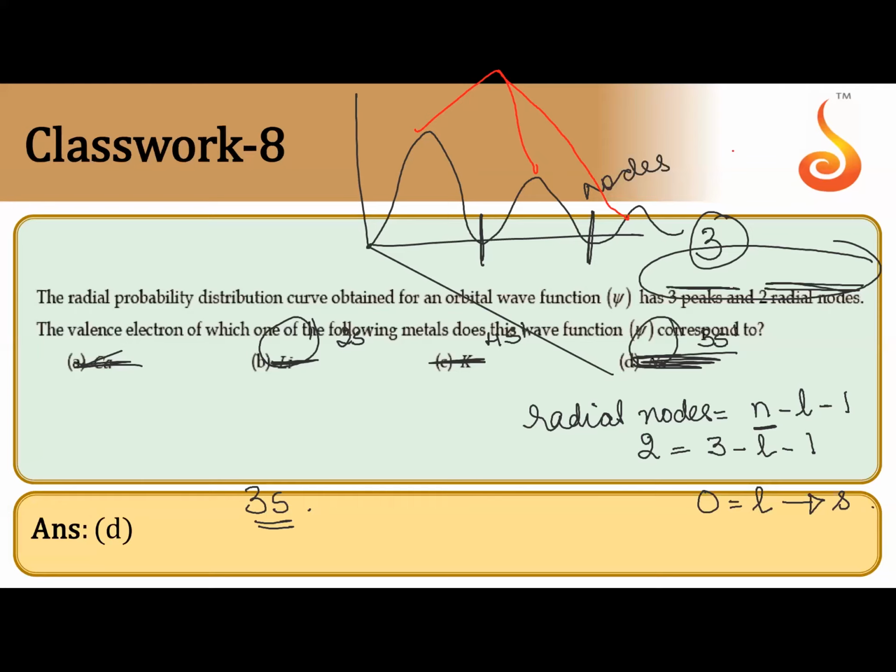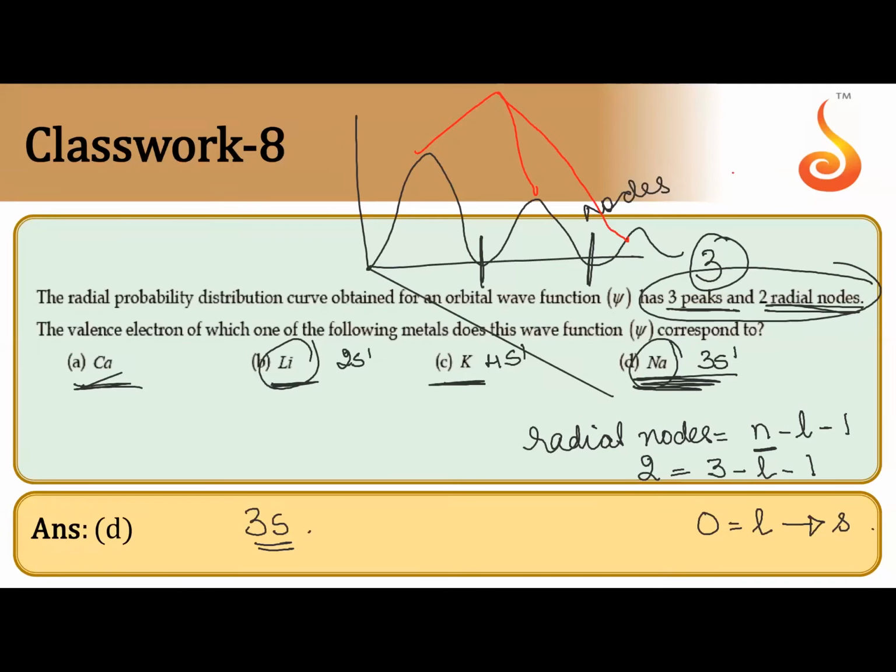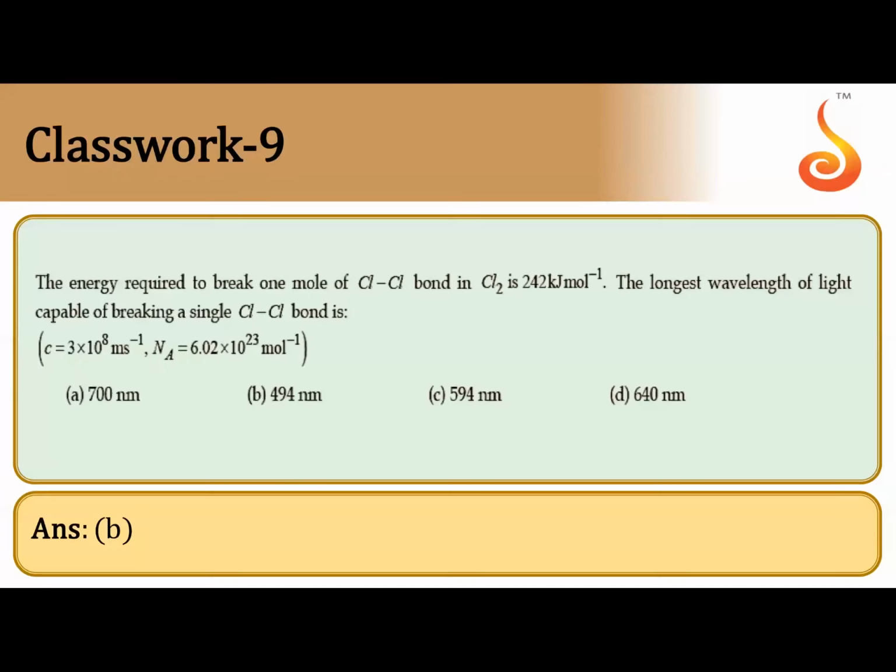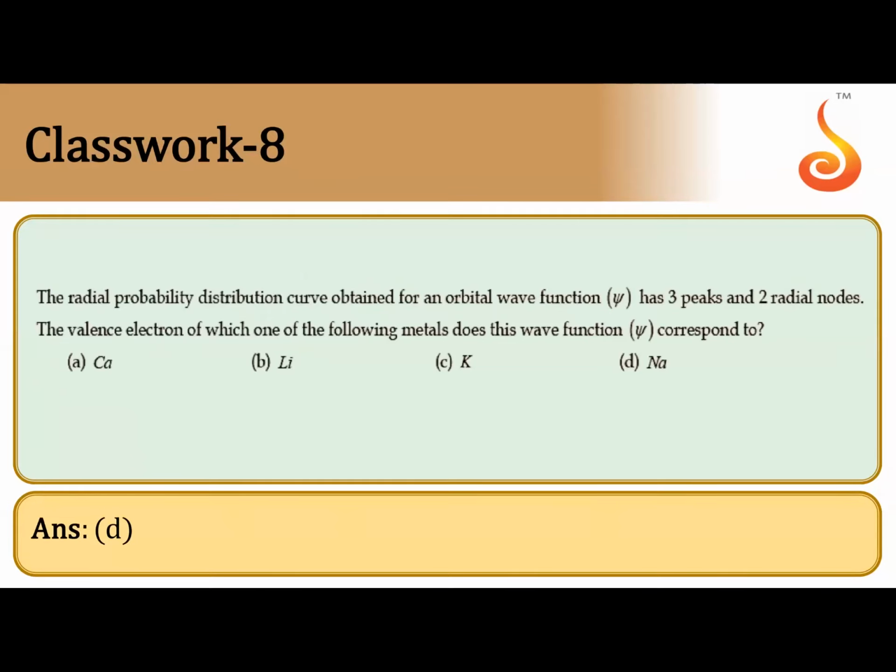Okay, next one. Explain one more time. Okay. So 3 peaks meaning the shell is 3. 3 shells are there. Meaning the M shell. Okay. 2 radial nodes meaning radial nodes formula is N minus L minus 1. So this is coming to be 2.